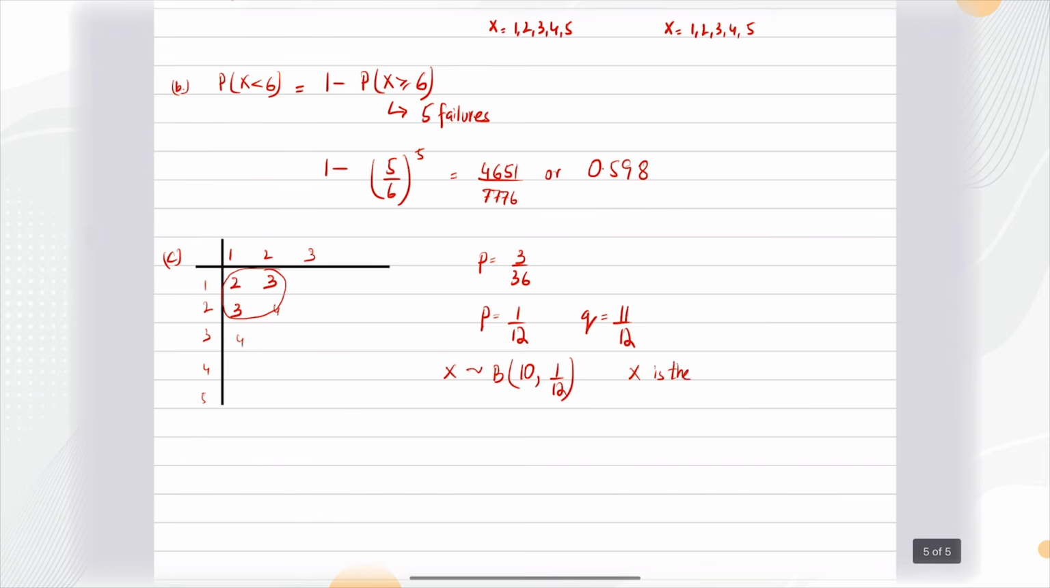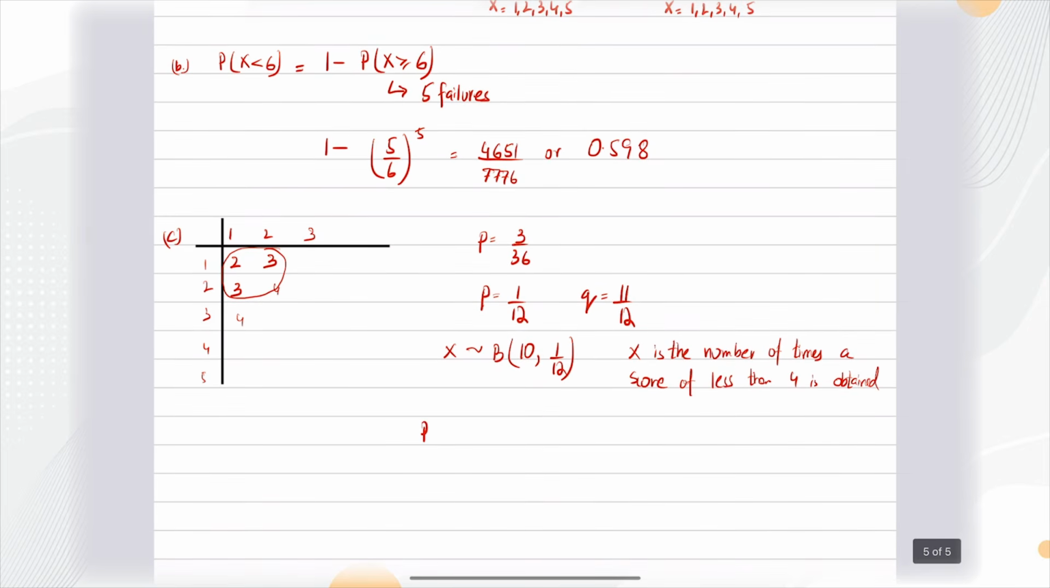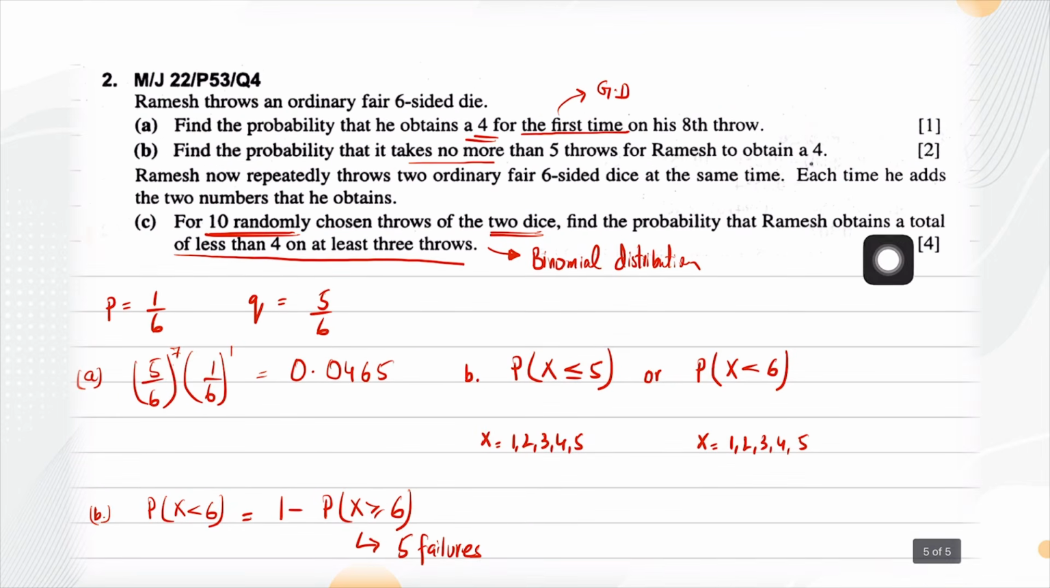X is the number of times a sum, or you can say a total, of less than 4 is obtained. Okay. And what do we have to calculate? We have to calculate the probability that, let's read the question, he obtains a total of less than 4 on at least 3 throws.